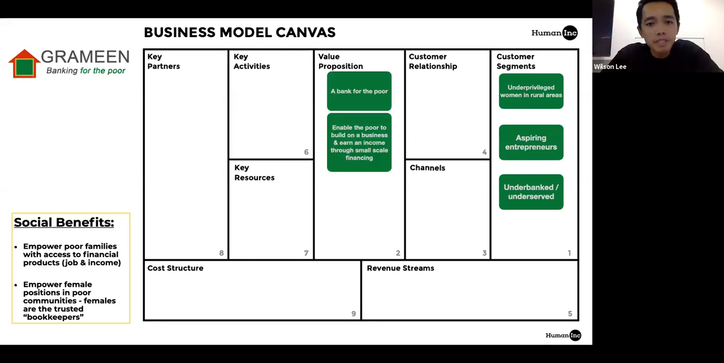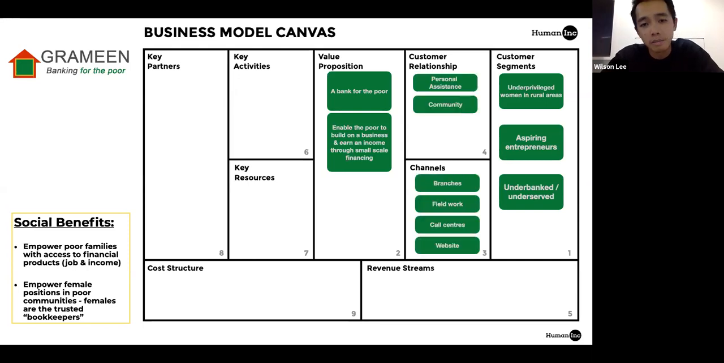Next, we have the value proposition, and of course, it's the bank for the poor. And what's the outcome of it, right? They're trying to enable the poor to build a business and earn an income through small-scale financing. Because sometimes they don't need 10,000 ringgit, they actually just need 500 or 1,000 ringgit, just enough to buy a bit of food supplies or something that they can sell on, and after that, scale. So you've got the channels, which are these field branches, field work, call centers, and the website.